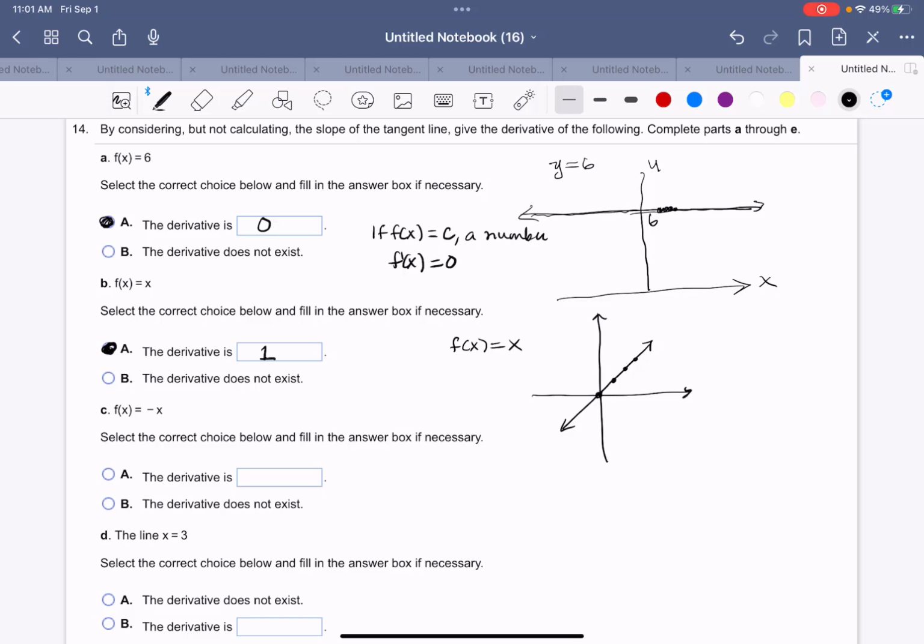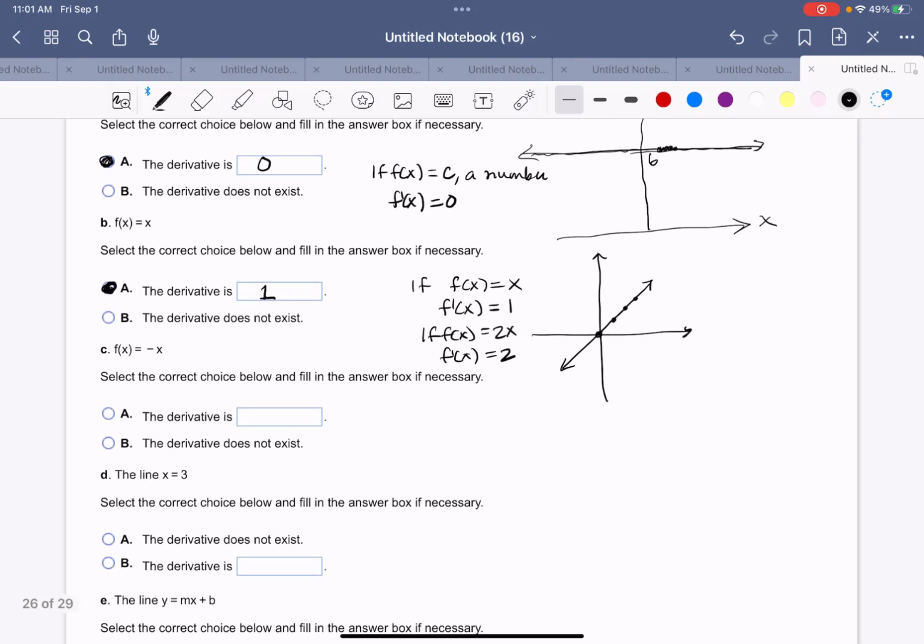Now you're going to learn later on that if f of x equals x, f prime of x equals 1. And if f of x equals 2x, f prime of x equals 2. It's just the slope of the line. So we can apply the same thing to letter C.